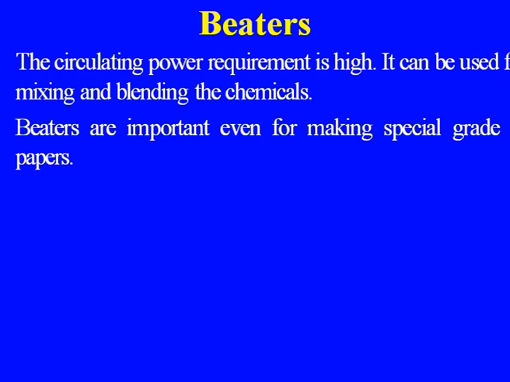Beaters are important even for making special grades of paper, for the blending of the various furnish that is required, or sometimes we need colored paper. So in one beater we can add various coloring matter also. That helps in making special grades of paper.